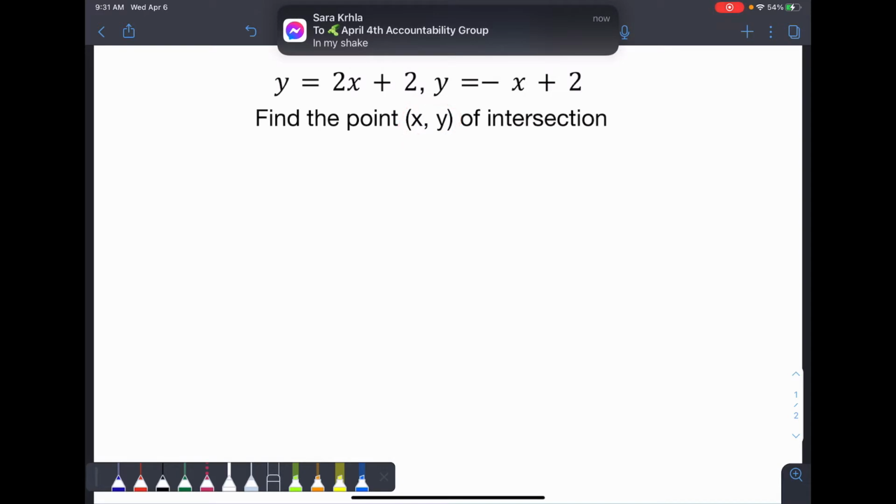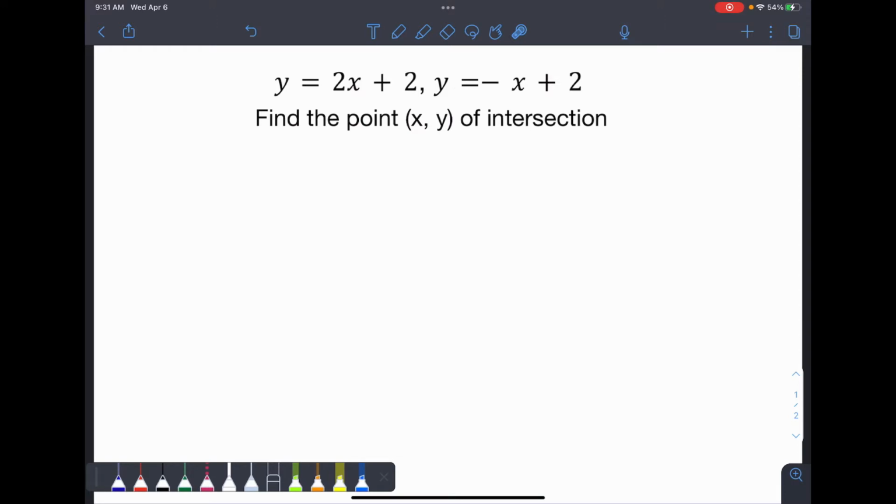So remember that our point is a pair of numbers, okay? It is an x and a y value, and at this point of intersection, both of these lines share or pass through this point. So that means that their y values are the same and their x values are the same. So if their y values are the same, that means that the right-hand sides of the equations must also be the same. So let's write that out.